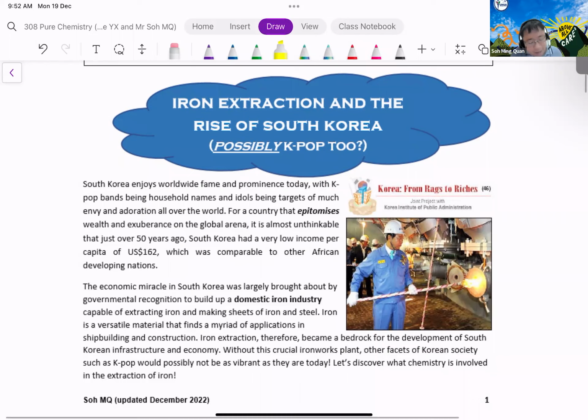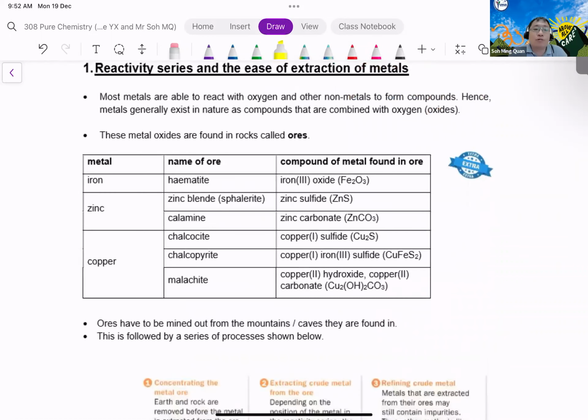Okay, now if we go to the next page, page 2, reactivity series and the ease of extraction of metals.